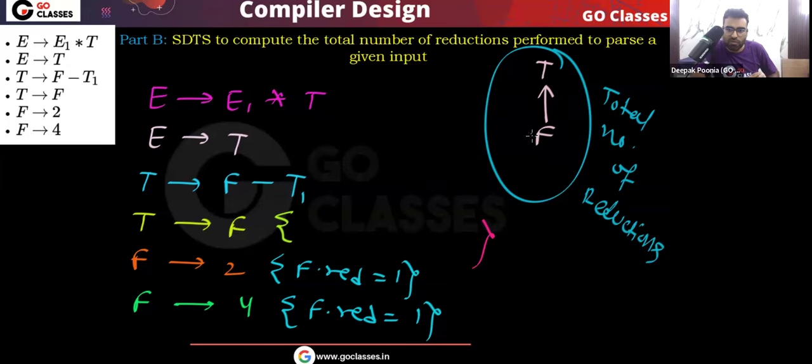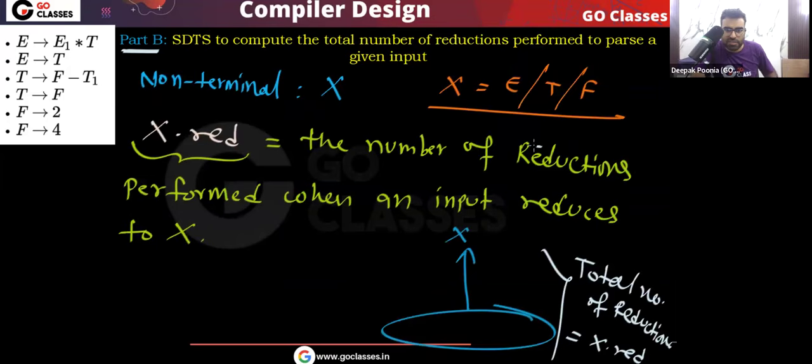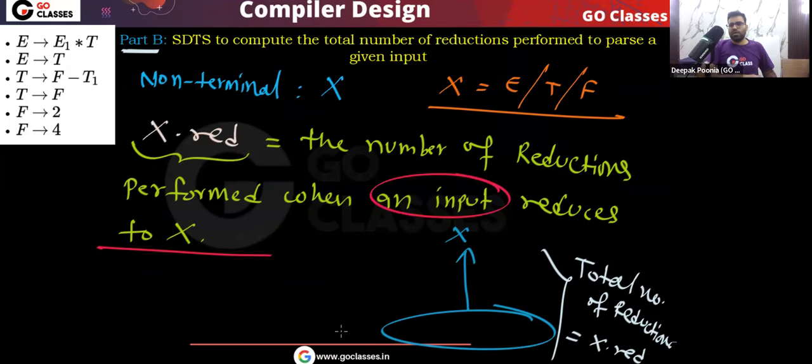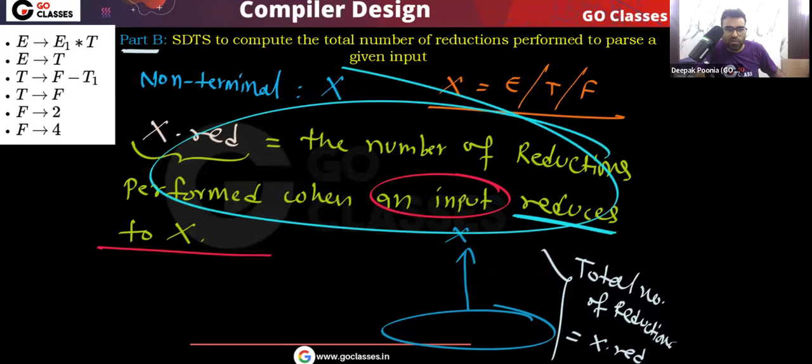not only for when f is reducing to t, actually when some input is reducing to t. Please notice this definition here. In this definition, please notice what is x dot red, that is the total number of reductions performed when some input is reducing to x. Okay, when some input is reducing to x. Is this clear? When some input is reducing to x, then what is the total number of reductions?